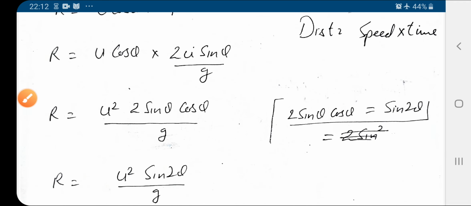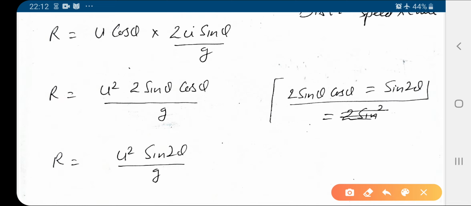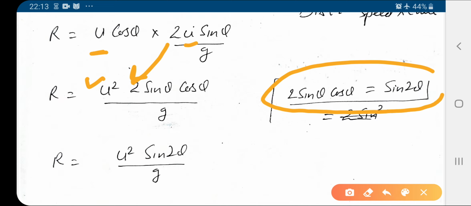Now this gives u square and 2 sin theta cos theta over g. Here we use a trigonometric relation from +1 maths, which you have not studied up to 10th. So remember this: 2 sin theta cos theta is equal to sin 2 theta.